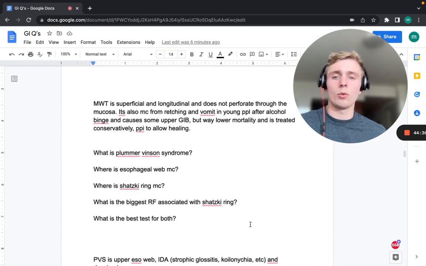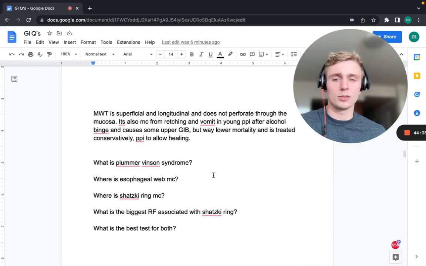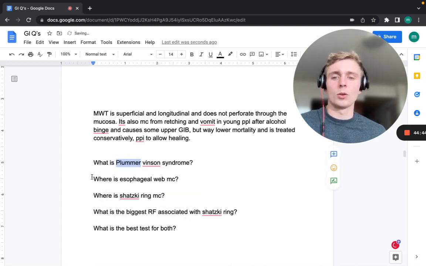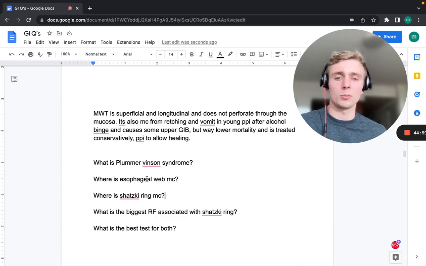Okay, next one. What is Plummer-Vinson syndrome? Plummer-Vinson syndrome is a triad of a few different things. Kind of important to know. Where is an esophageal web most common as compared to a Schatzki ring? Where is a Schatzki ring more common? It's important to know, is it a distal or proximal esophageal web or Schatzki ring?